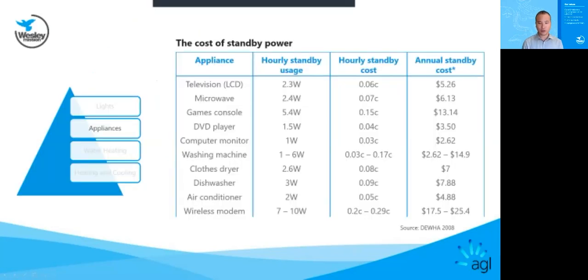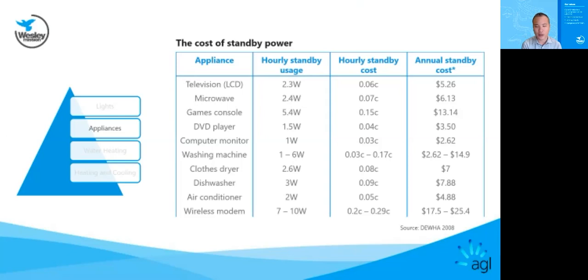Standby power. So a few of you asked about standby power. How much do you save if you turn things off at the wall? You save money. Not a lot, but you save money. So television, LCD, if you turn it off at the wall, so you don't use your little standby, you save around $5.26 a year.